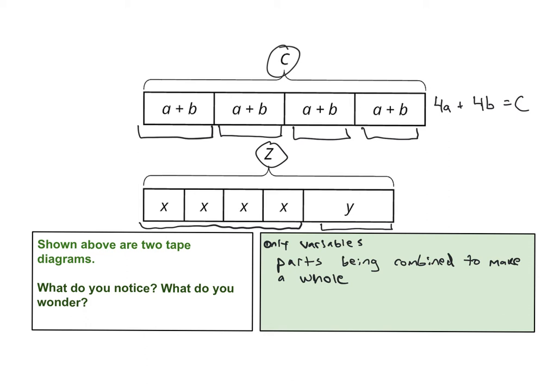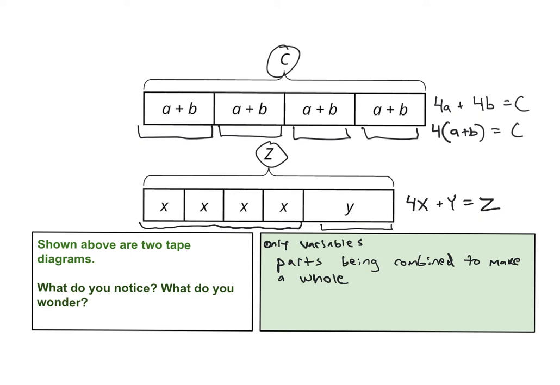Or we could look at this as the distributive property, saying we have 4 sets of A plus B. So we could say this is the same as saying 4 times A plus B, and that will equal C. And we did the same thing for this second diagram. We said we have 4 X's and a Y, so we could say 4 X's plus Y, and all of that has the same value as Z. 4x plus y equals Z.